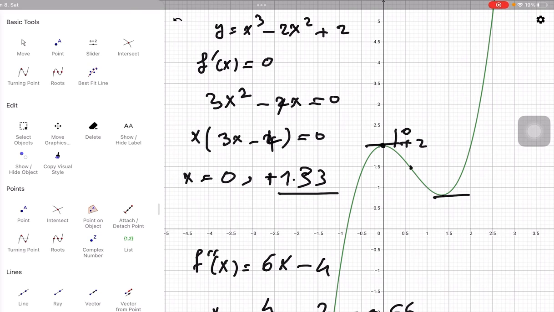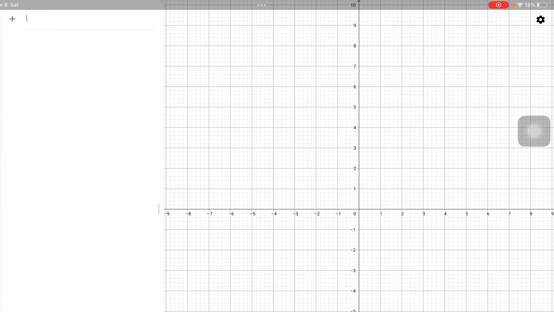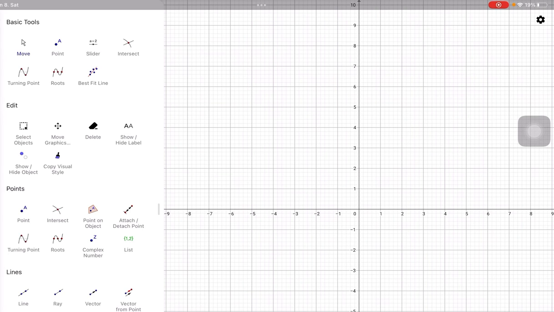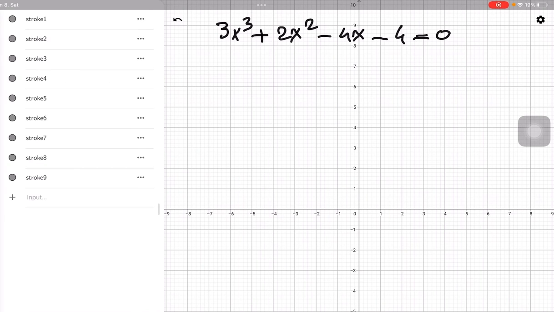Sometimes we cannot find the root of the function. For example, if we have a function 3x power 3 plus 2x power 2 minus 4x minus 4, it is hard to find the root when this equation equals 0. It is very hard. But with a graph, we can easily find it.